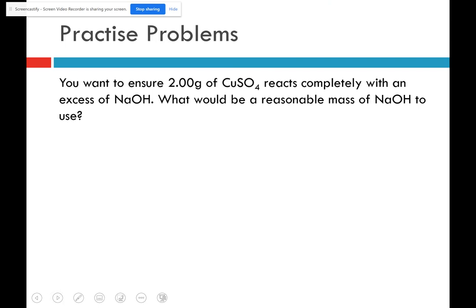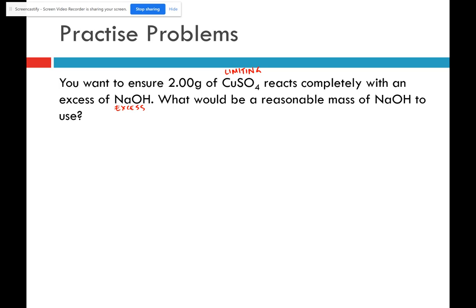So it says you want to ensure 2 grams of copper 2 sulfate reacts completely with an excess of sodium hydroxide. So we know for a fact we want this to be limiting. It would likely be something with a metal like copper in it, which is a precious metal, is going to be a lot more expensive. So if I work at a company, I may say, I want to make sure that this is limiting, and I want to make sure this is in excess, like the question said. It said, what would be a reasonable mass of NaOH to use?